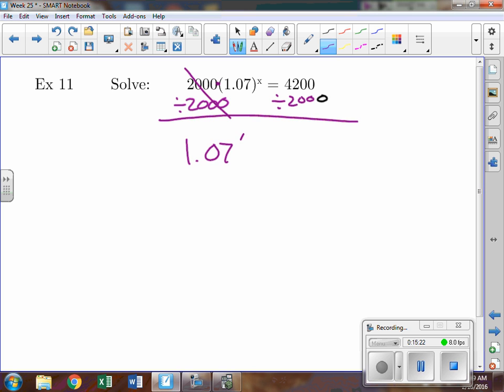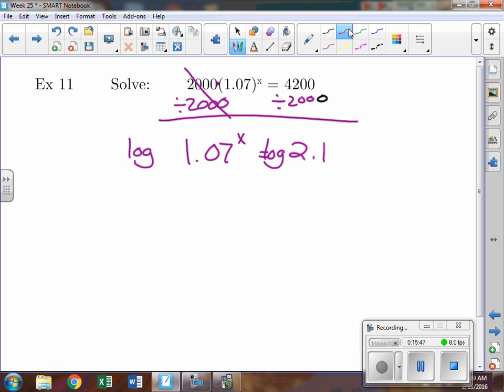Giving us 1.07 to the x is equal to, and what's 4,200 divided by 2,000? 2.1. Good enough. All right, so now we will have to take the logarithm.